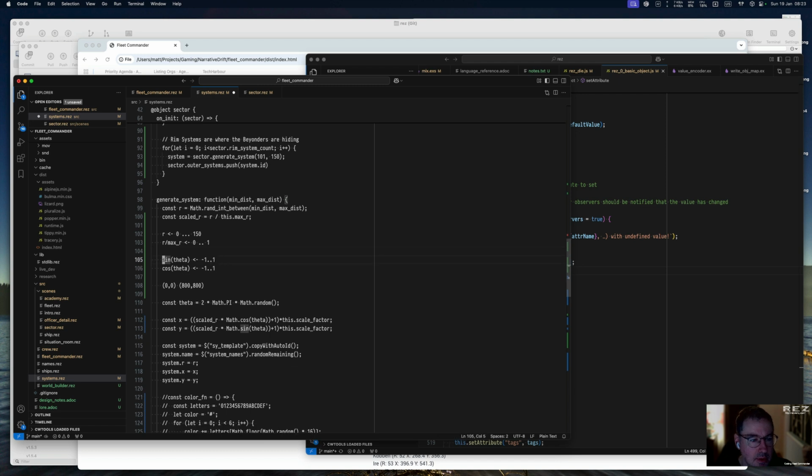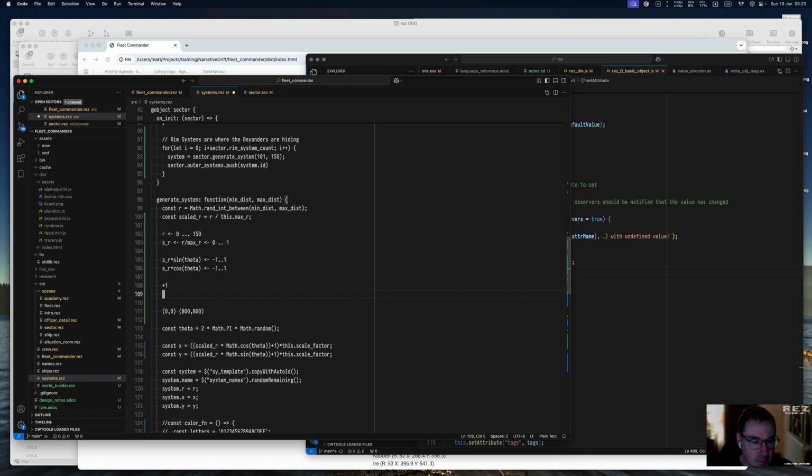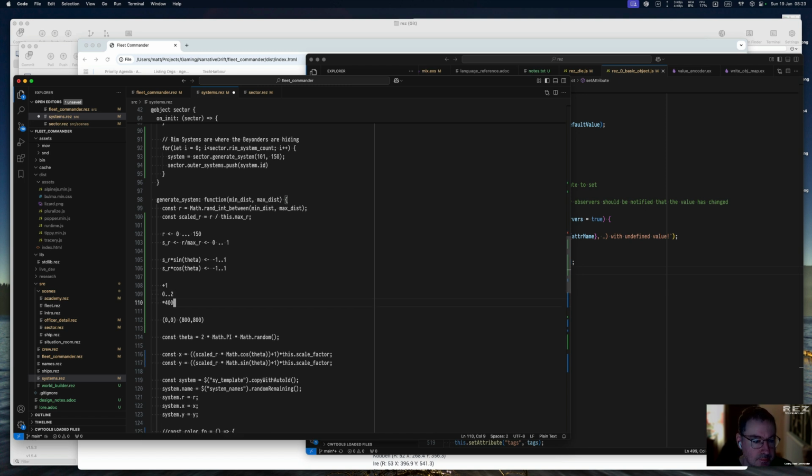Now R, so this is scaled R, right? So scaled R is also going to give us this range. Okay, but we need to translate the extremes of this range into this range, so we need a scale factor. So in fact, we add 1 because we want to normalize it, which will give us 0 to 2, and then we want to multiply by 400 because 2 should be 800, which is what we're doing now.